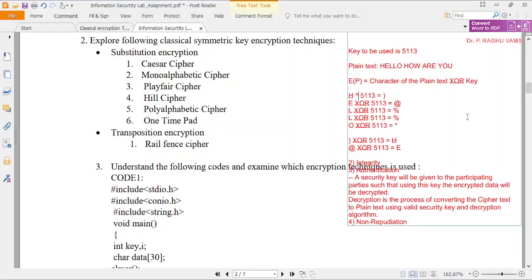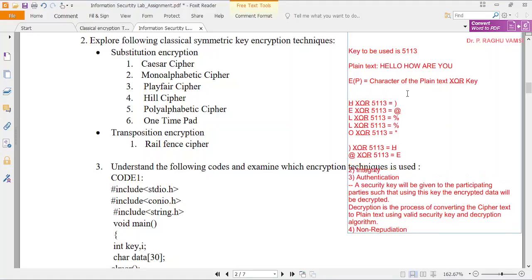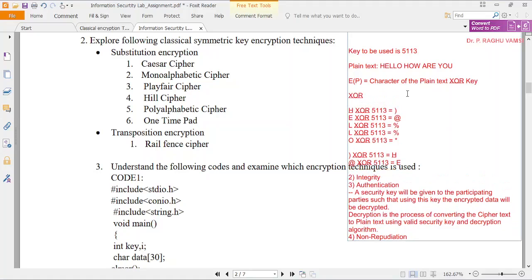So you have to press Shift 6. On top of the 6 you will find this cap symbol. So this H cap symbol 5113 is equal to that junk character. That means this cap symbol will be used as the exclusive OR operation. So the XOR operation will be used with the cap symbol. In doing programs, you are supposed to use the cap symbol for the exclusive OR operation.